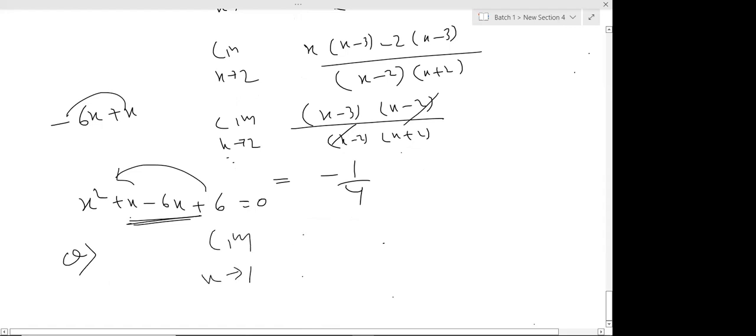Limit x tending to 1, x cube minus 1 upon x minus 1. All right. Very easy question.